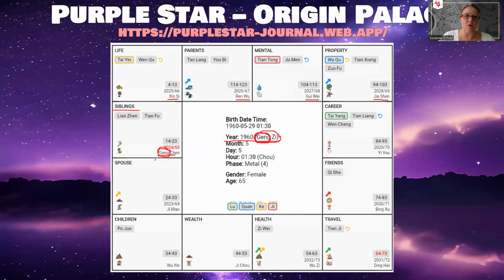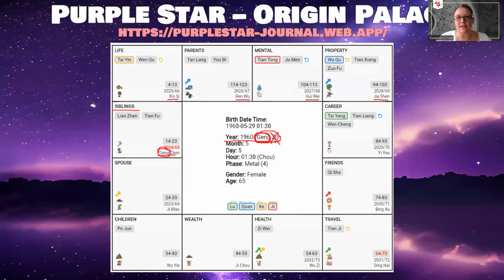Now, some people may have two palaces where they find their stem. In that case, it is two aspects that influence decision making. Not everyone has two palaces. Some do, some don't. So check every single palace where you have your year stem, and that will be your origin palace.